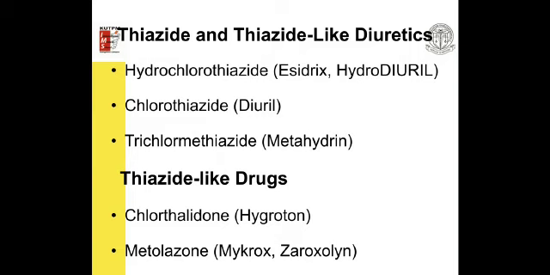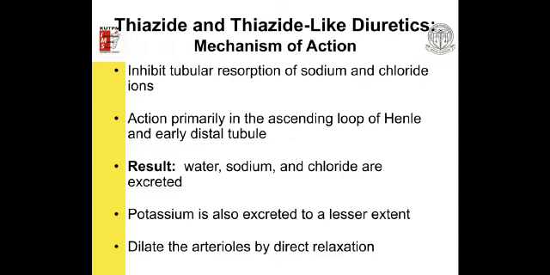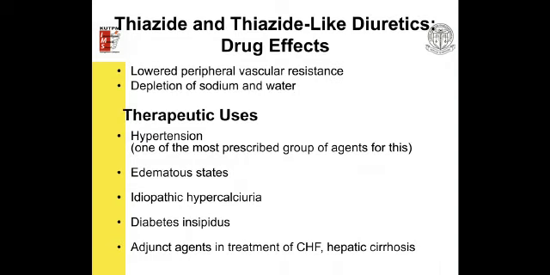Thiazides include hydrochlorothiazide, chlorothiazide, and trichlormethiazide. These drugs, along with metolazone and chlorthalidone, inhibit tubular reabsorption of sodium and chloride. They act primarily in the ascending loop of Henle. As a result, water, sodium, and chloride are excreted, and potassium is also excreted. They dilate the arterioles by direct relaxation, thereby helping in treating hypertension. They lower peripheral resistance, and they also deplete sodium and water.